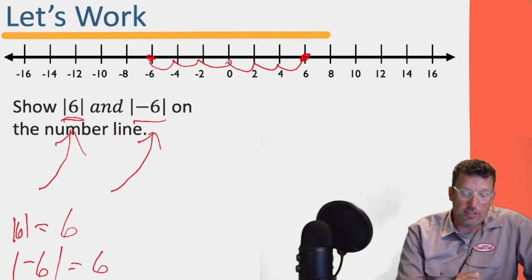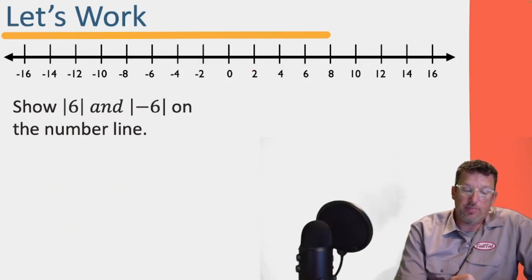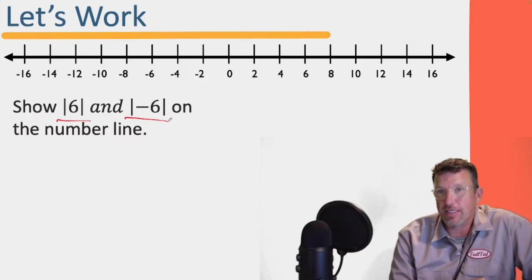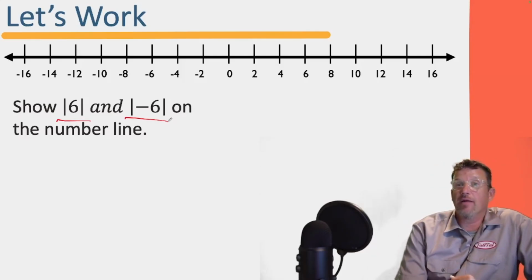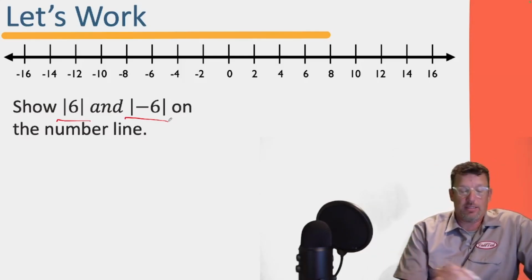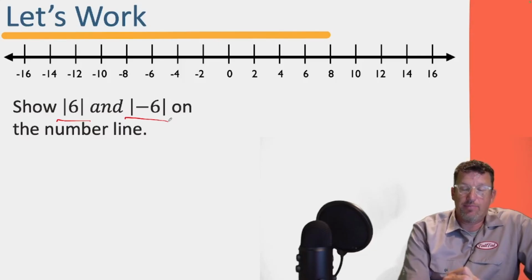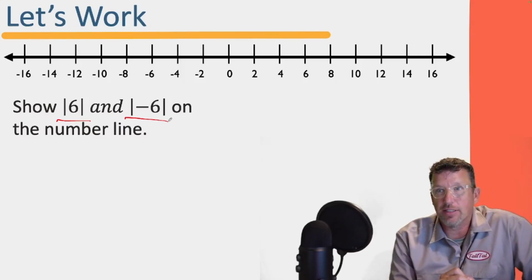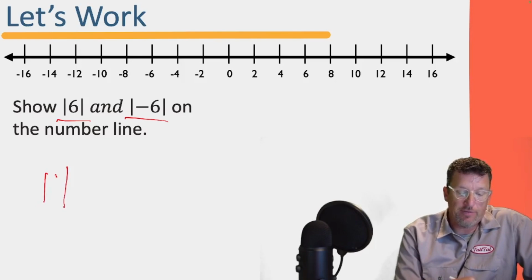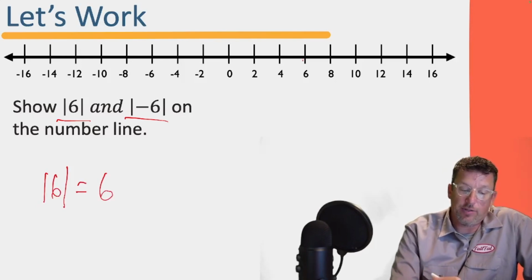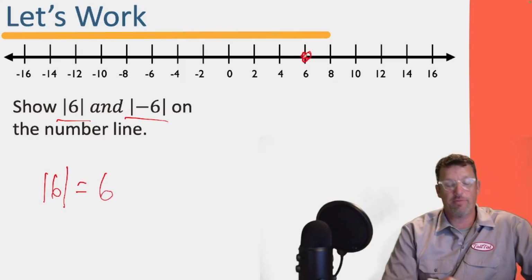What it's telling us to do here is to show the absolute value of 6 and the absolute value of -6 on the number line. Well, when we solved it down there, we said that both of them are equal to 6. So the answer is not to put a dot on -6 and put a dot on 6. What's the absolute value of 6? It's 6, so it goes right here. What's the absolute value of -6?